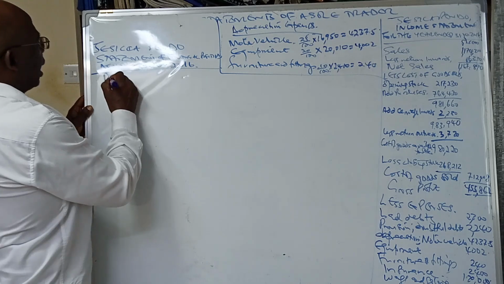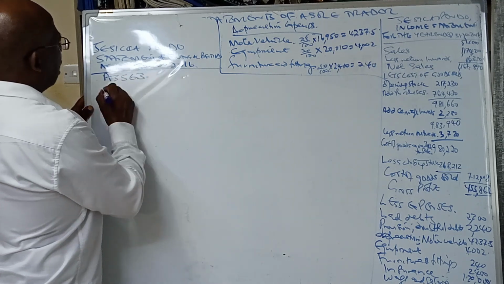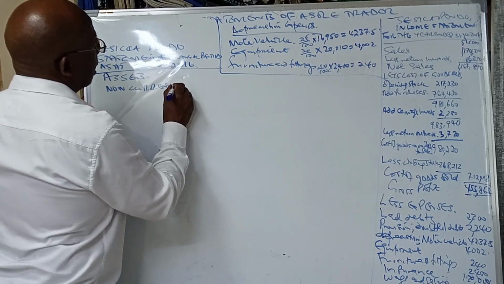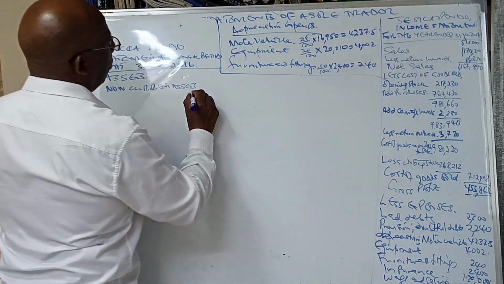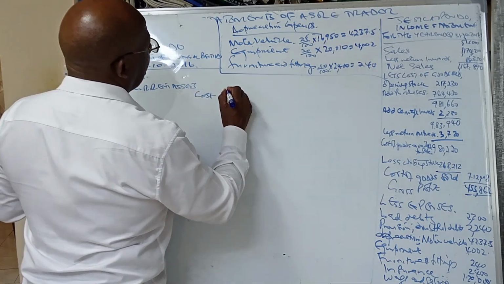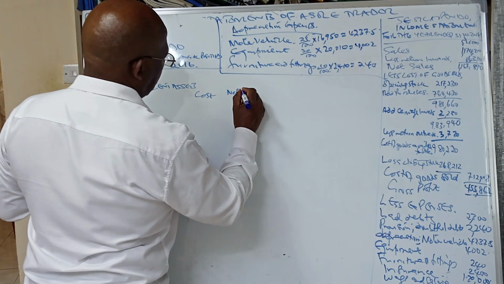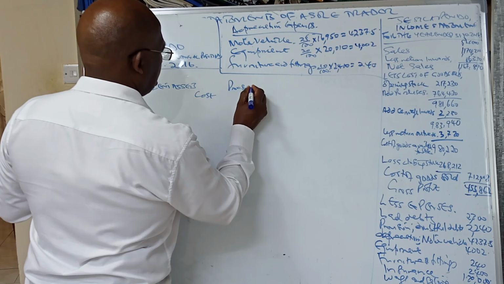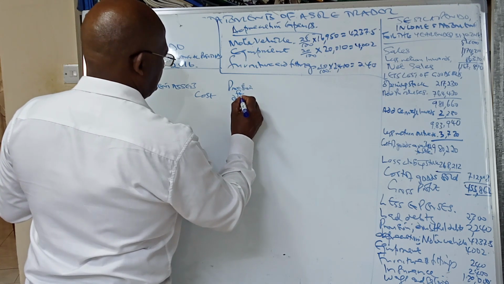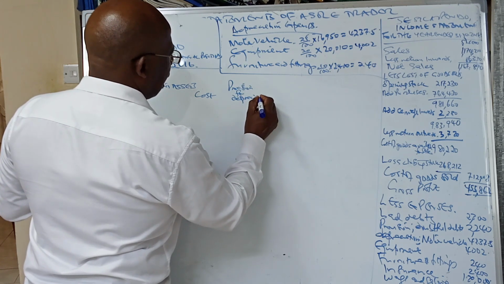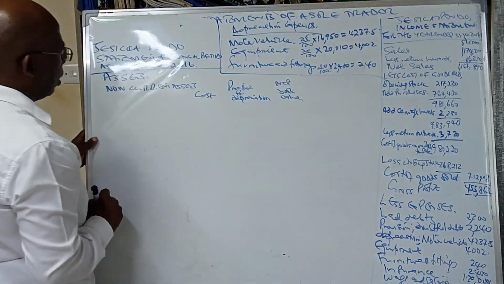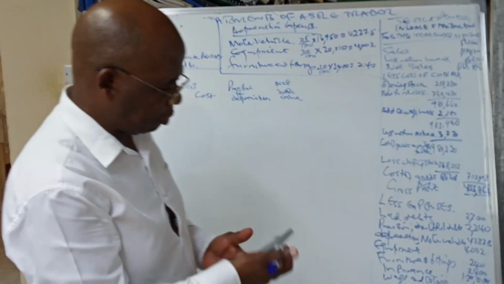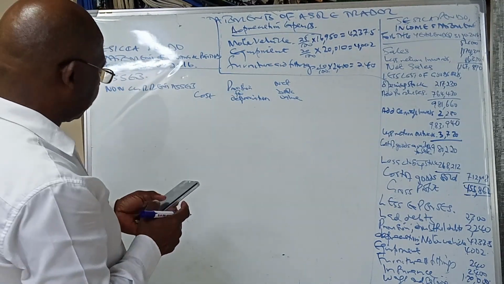Then you come here and you say assets. Then you say non-current assets. We get the cost, the provision for depreciation, that is the accumulated depreciation. Then we get the net book value.